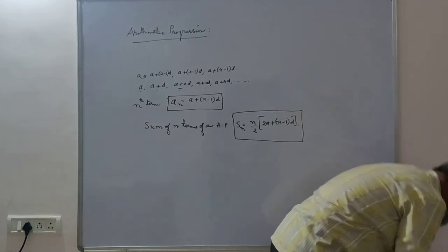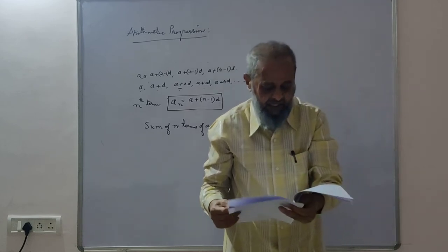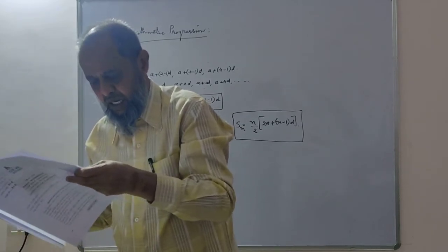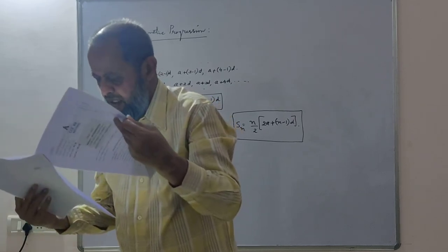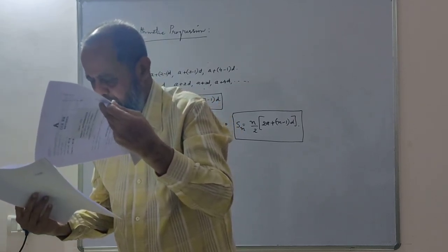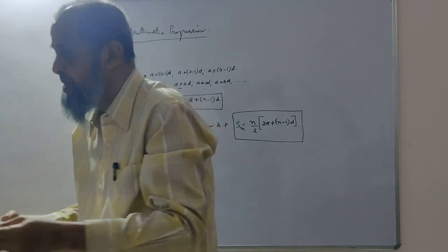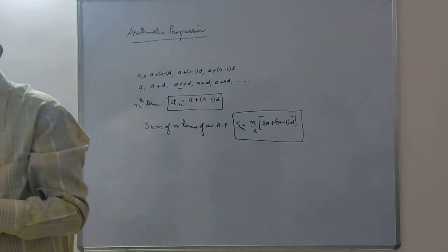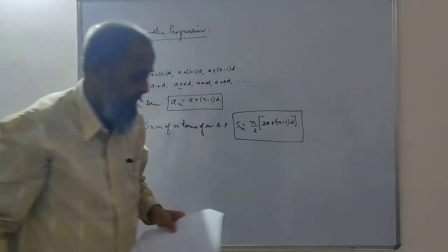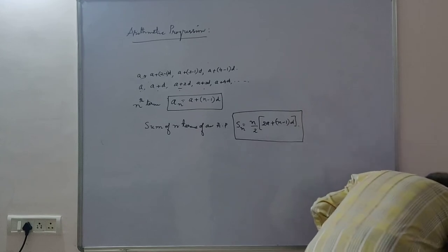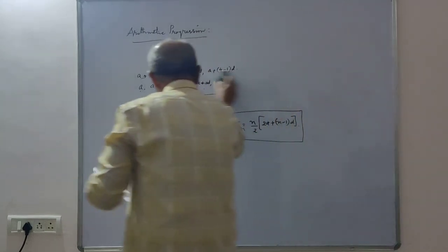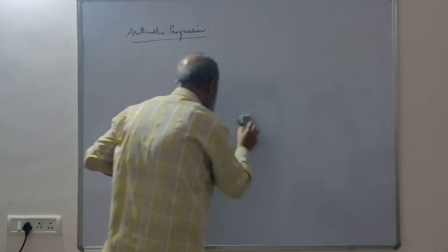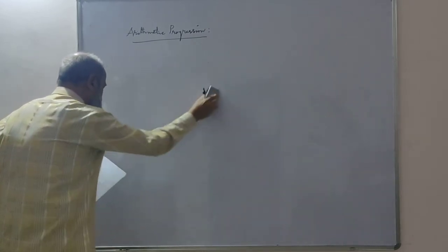Now we can take a problem. I'll take a problem straight from the question paper. Find the sum of first 20 terms of an arithmetic series. He has given one arithmetic series. This problem is from your old question paper.